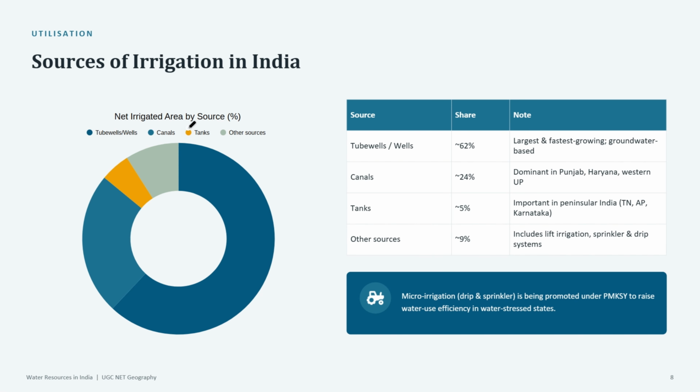Sources of irrigation in India: tube wells and wells 62%, the largest and fastest growing, groundwater based. Canals 24% more or less, dominant in Punjab, Haryana and western Uttar Pradesh. Tanks more or less 5%, important in peninsular India, Tamil Nadu, Andhra Pradesh and Karnataka. Other sources more or less 9%, includes lift irrigation, sprinkler, drip systems. Okay, micro irrigation, drip and sprinkler, is being promoted under PMKSY to raise water use efficiency in water stressed states.